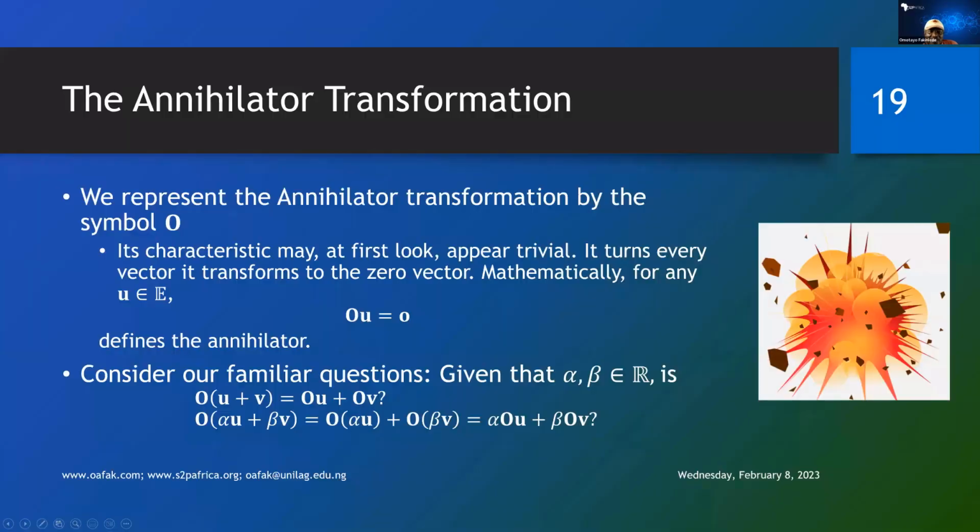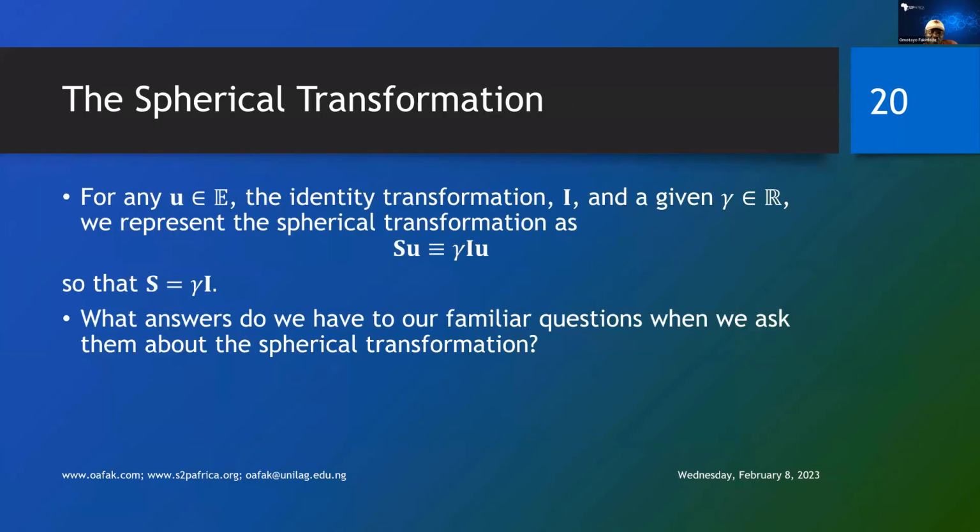What about the spherical transformation? The spherical transformation is the identity transformation multiplied by a scalar. So S is like gamma times the identity, where gamma is a real number. When you multiply the identity tensor by a scalar, you get the tensor called the spherical tensor. It is simply a scalar multiplied by the identity tensor.